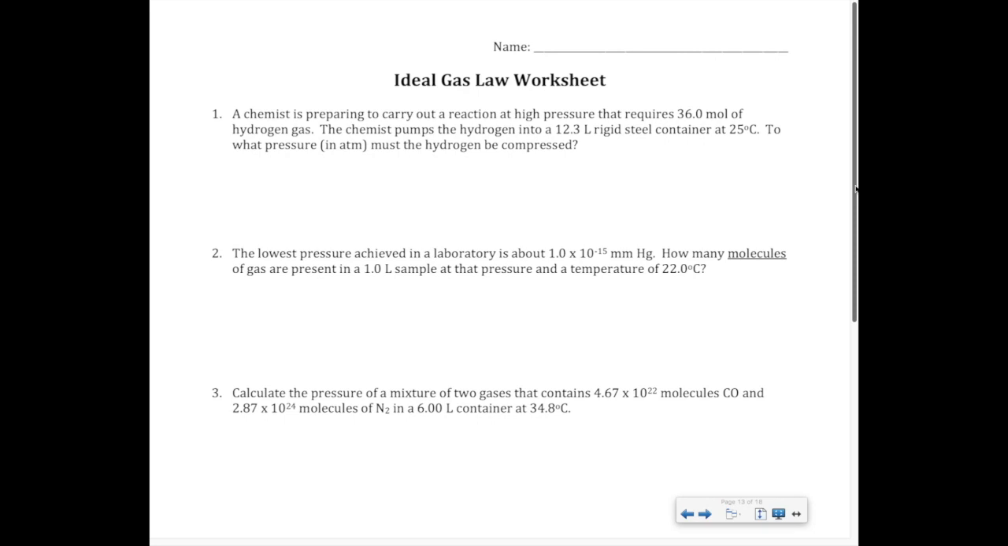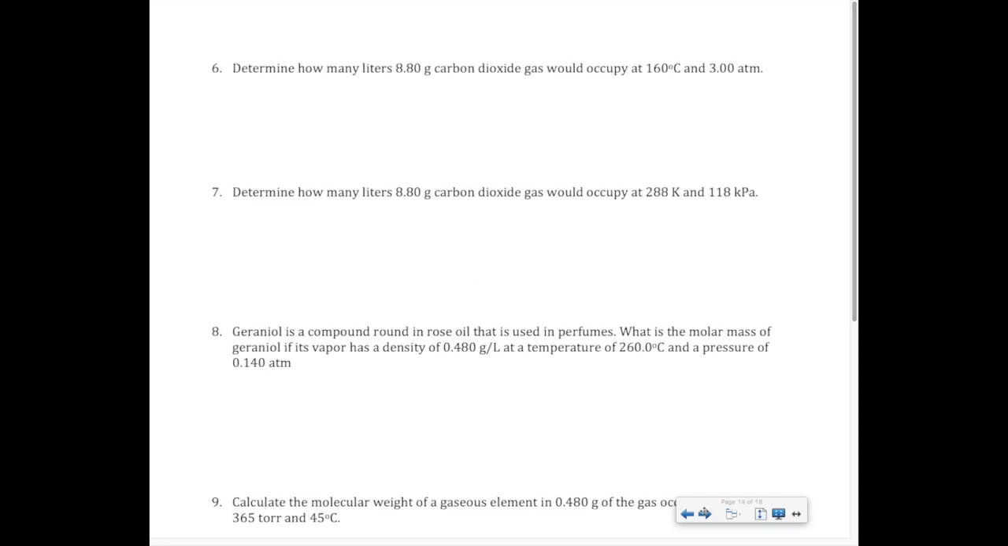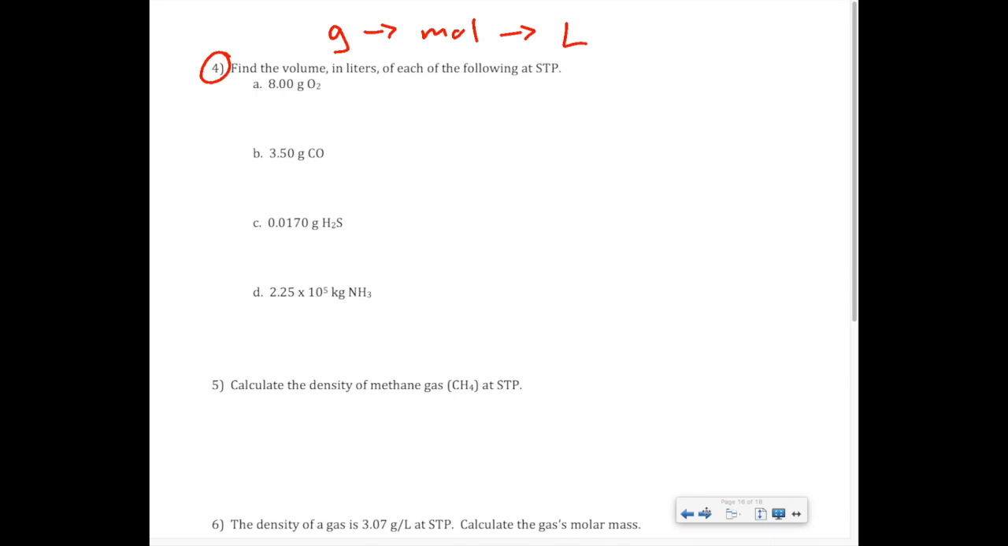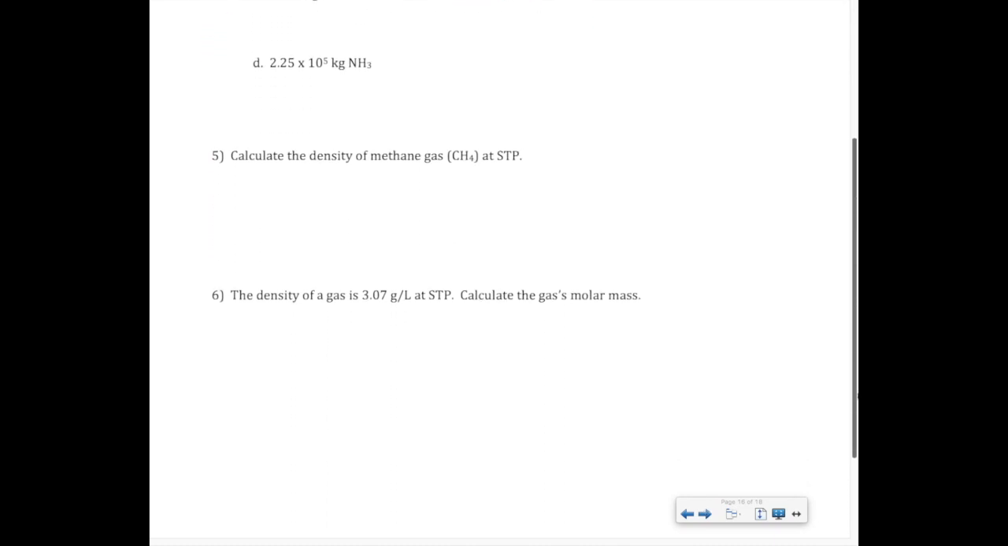To do your practice problems on density, you'll have to go to the very first page of your worksheet packet called the Ideal Gas Law Worksheet, and questions 8, 9, and 10 all talk about density. So you're going to want to do those, and then you're also going to want to do questions 5 and 6 on the second page, which is the molar calculations right there, and that will be your density practice.